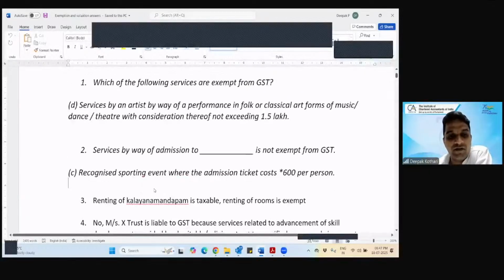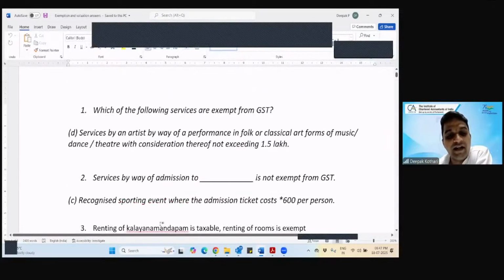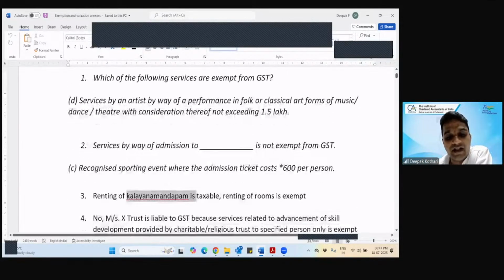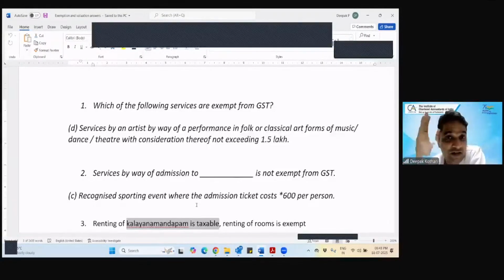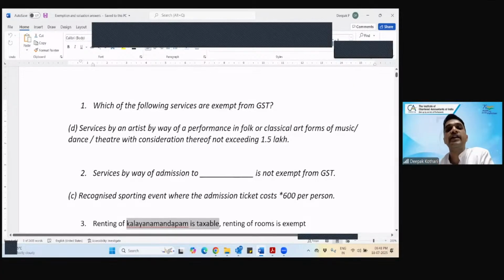the answer for the third one is renting of Kalyana Mandapam is taxable because, as you're all saying the right thing, the limit is 9,999 per day. In this case, they have charged 20,000 rupees, which is more than 9,999. So it is taxable. Renting of rooms is exempt because the value is less than 999, which is 850 rupees. So that's where renting of rooms is exempted.